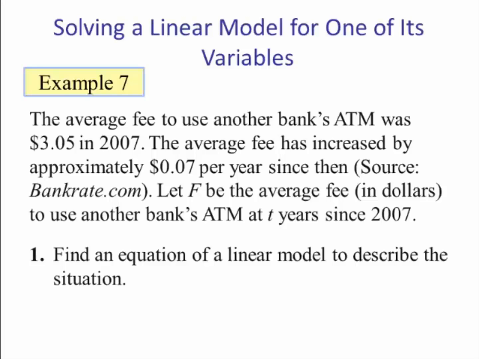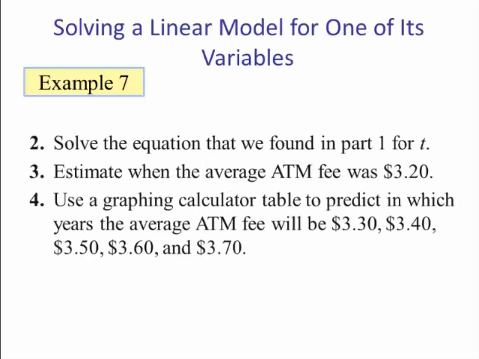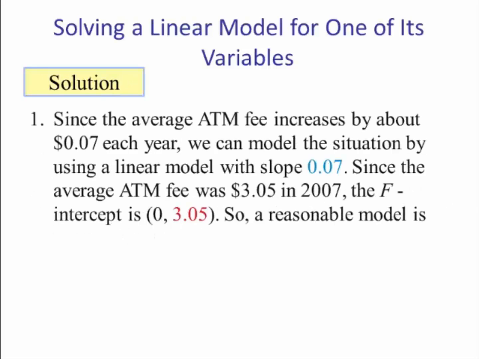Number 1, we want to find an equation of a linear model to describe the situation. Number 2, we want to solve the equation that we found in part 1 for T. Number 3, we want to estimate when the average ATM fee was $3.20. Number 4, we're going to use a graphing calculator to predict the years when the ATM fee will be $3.30, $3.40, $3.50, $3.60, and $3.70. Let's start with number 1.